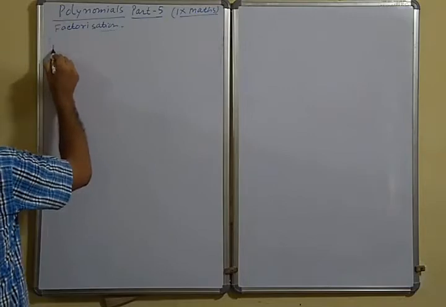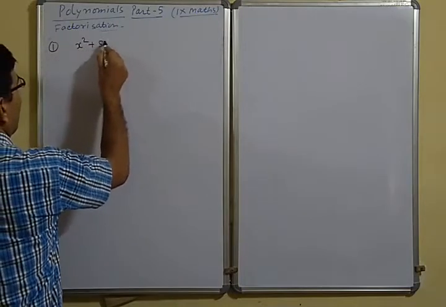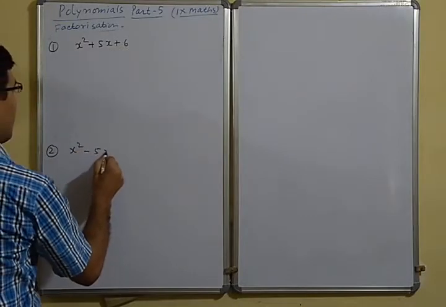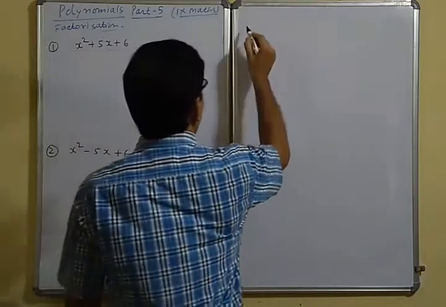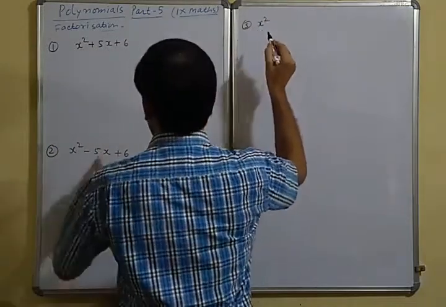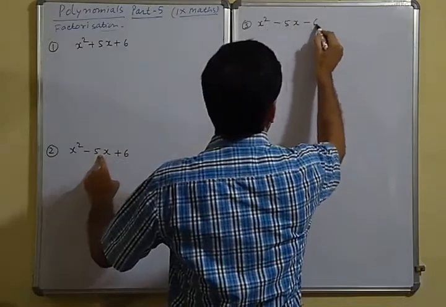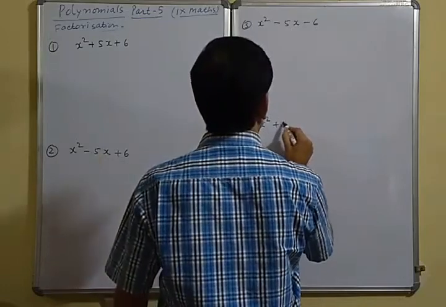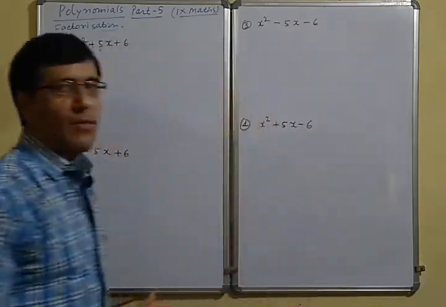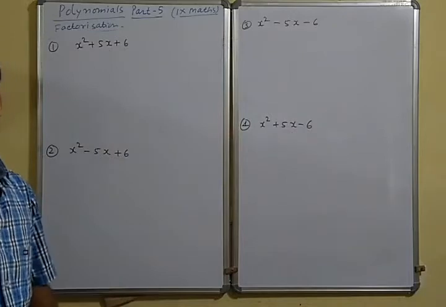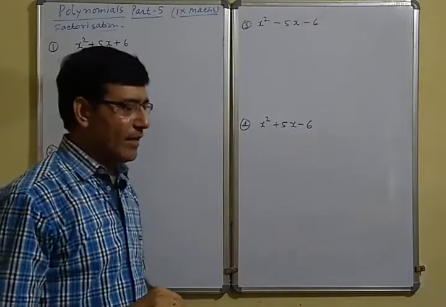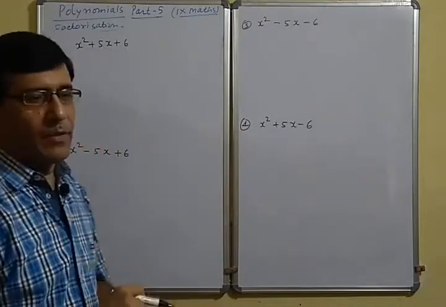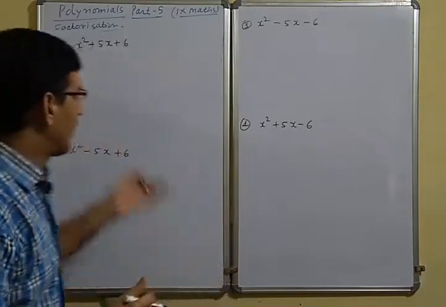Four different examples. Let this be x square plus 5x plus 6, another x square minus 5x plus 6, next x square minus 5x minus 6, and last x square plus 5x minus 6. If you understand all these four examples, then I think you can easily use this method, that is the method of splitting the middle term for a polynomial of the form ax square plus bx plus c. Now let us see the factorization.